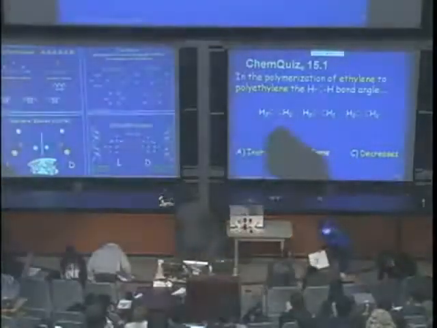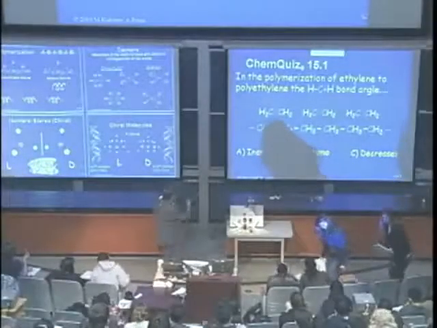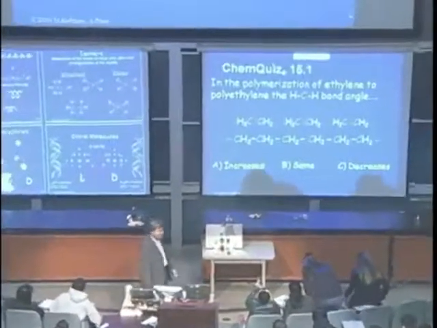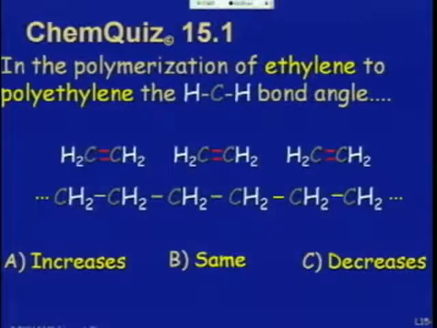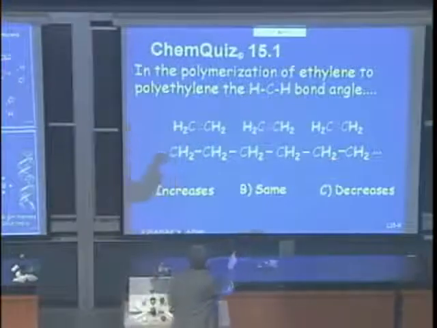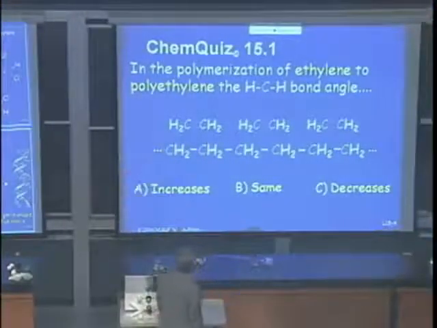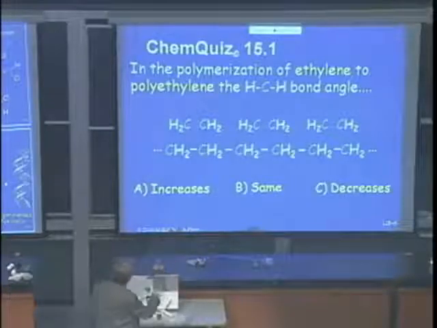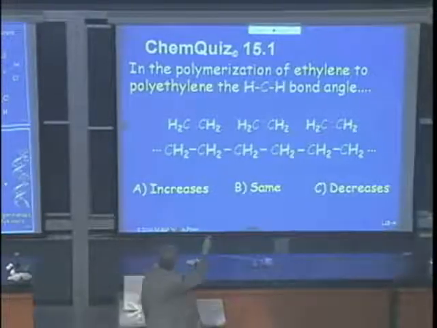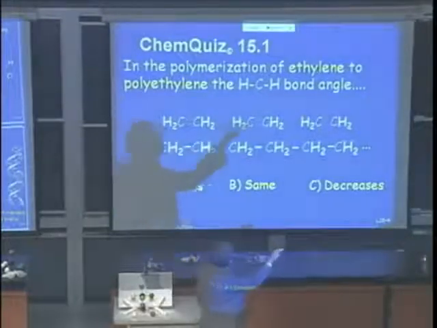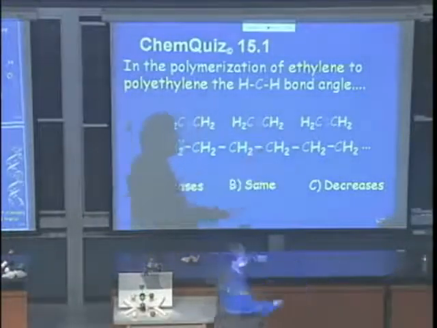So here it is. This is the polyethylene. From ethylene, we make polyethylene. And I want to know from you the CH bond angle. That's the angle between this here, the C and the H, and C and the H here, the C and the H here. So there are two H's, of course. Does the bond angle increase when I do the polymerization, when I go from here to here? Does it stay the same? Or when I go from here to here, does it decrease?